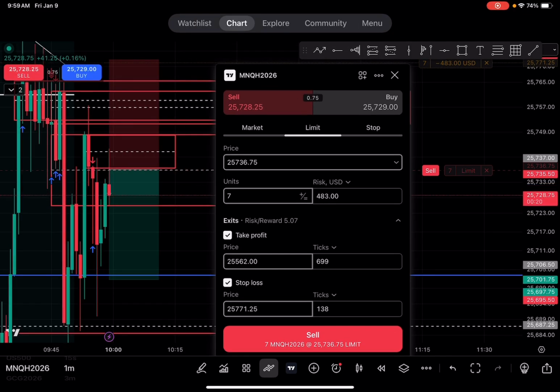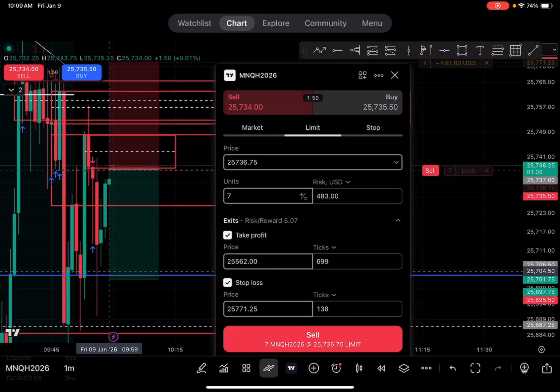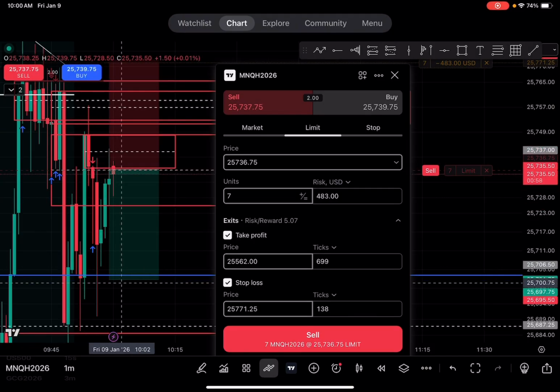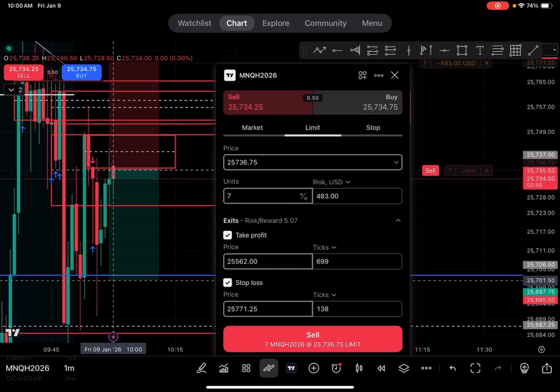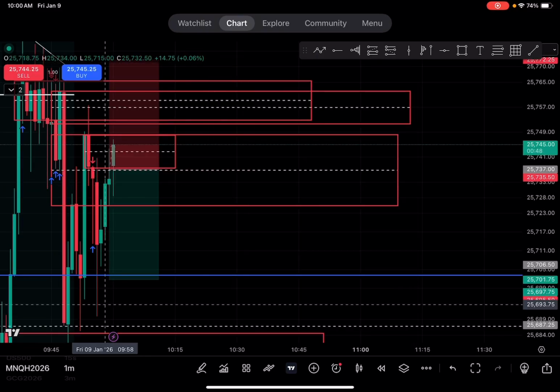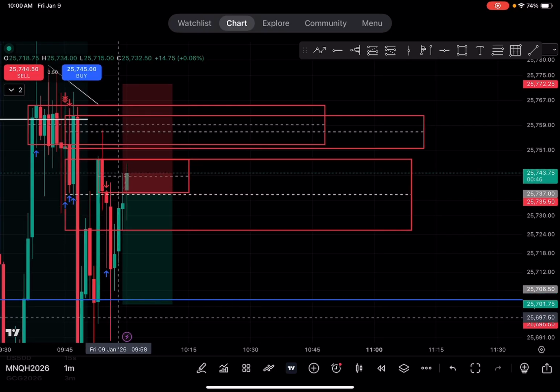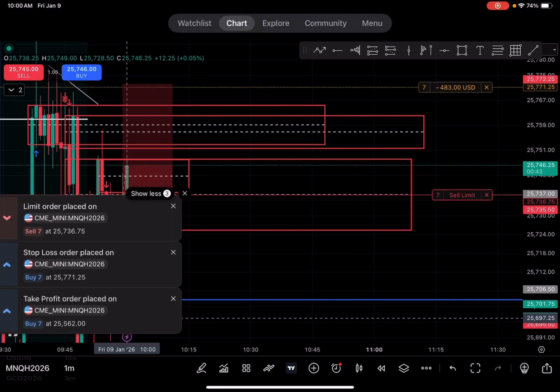Looks like we're doing so. Can't be too hasty though. Okay, looks like we're going lower. Maybe not. Actually, this would be the third opportunity, so it wouldn't enter. All right, I get out.